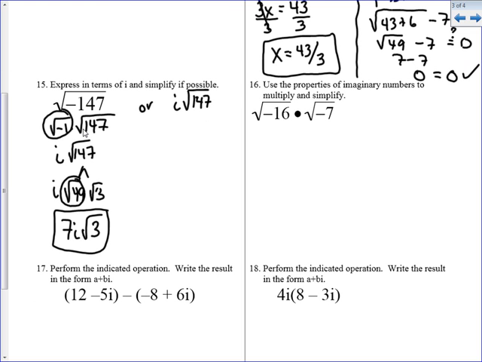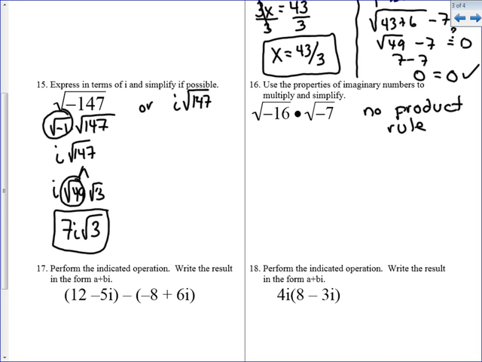(16) Use the properties of imaginary numbers to multiply and simplify. So I told people on Friday that everyone who missed Friday would do this incorrectly on their drill. Pretty true. When you have imaginary roots, there is no product rule. You have to have real roots for a product rule. So I can't just multiply negative 16 times negative 7.